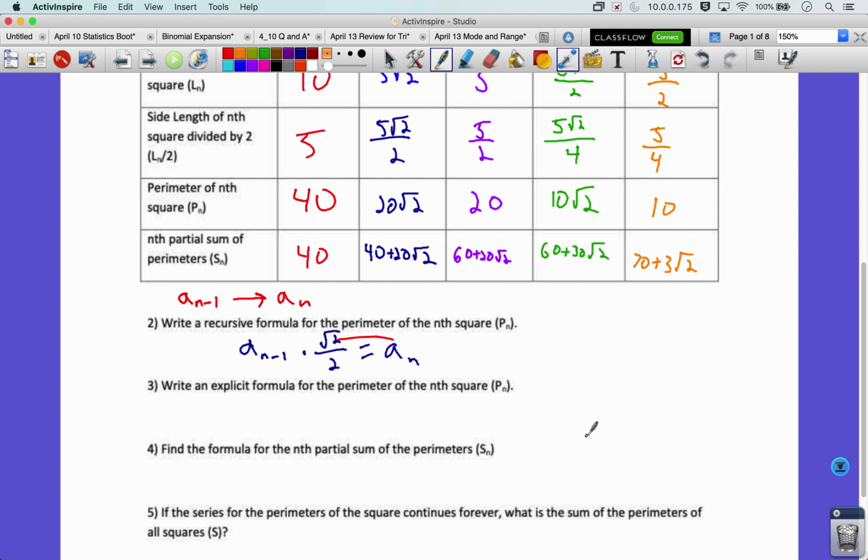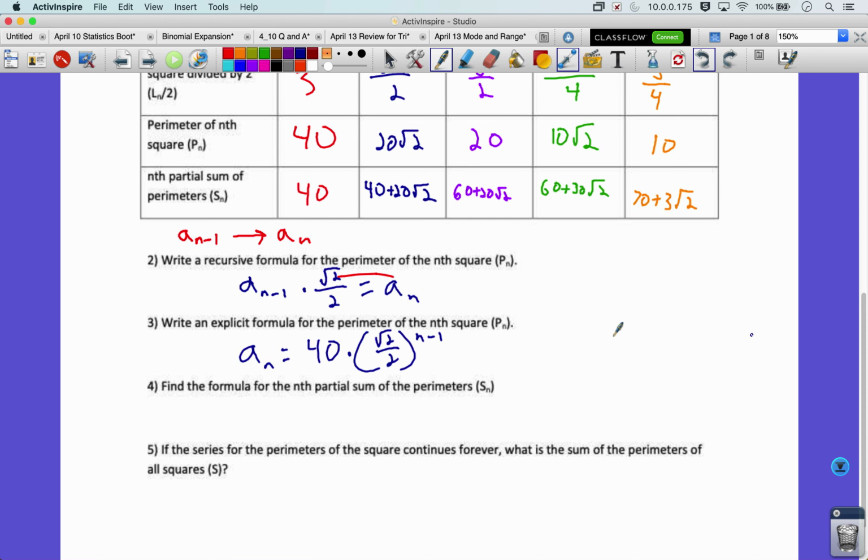Okay, now the explicit formula, now we have to bring in what our initial term was, the 40. So, well, we'll keep just calling it a sub n equals our first term 40 times our rate, which is root 2 over 2 to the power of n minus 1.